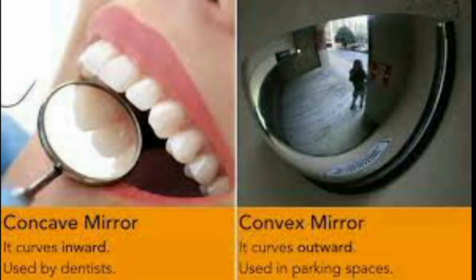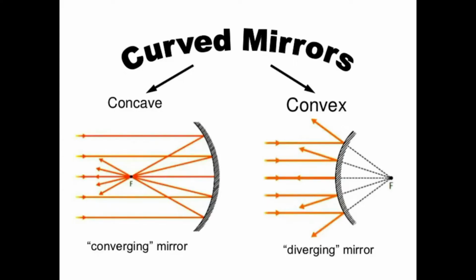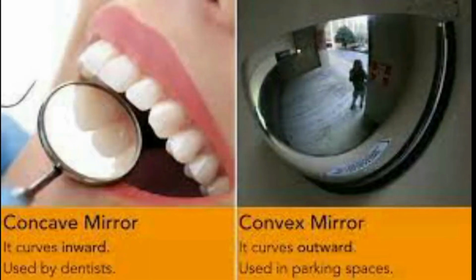Let's recall that the concave mirror is a curved mirror whose reflecting surface is curved inward. It is also called converging mirror. Convex mirror is a curved mirror whose reflecting surface is bulging outward. It is also called diverging mirror.